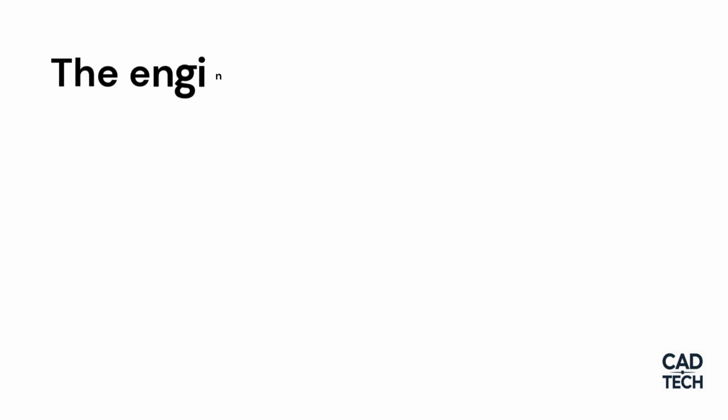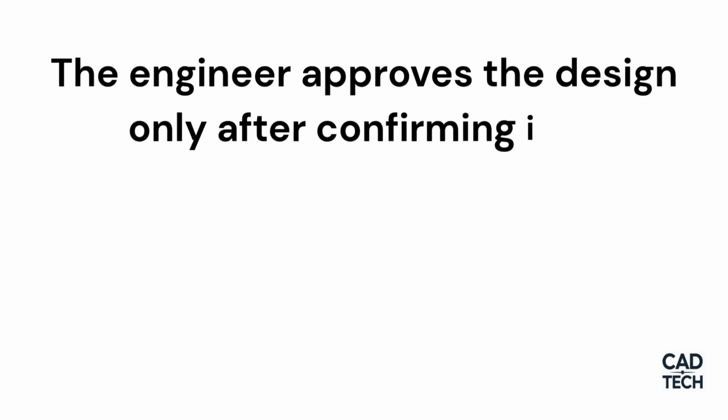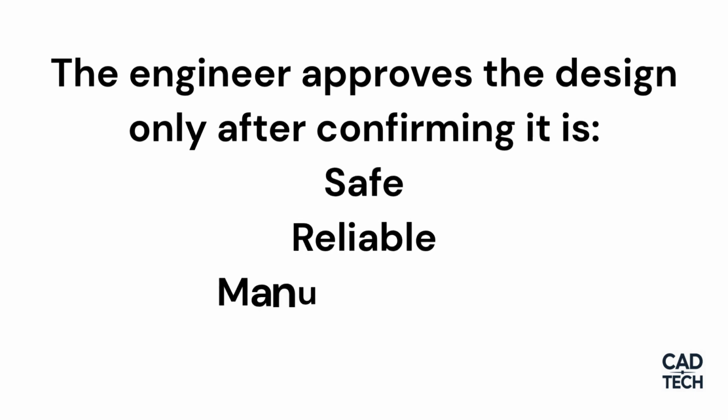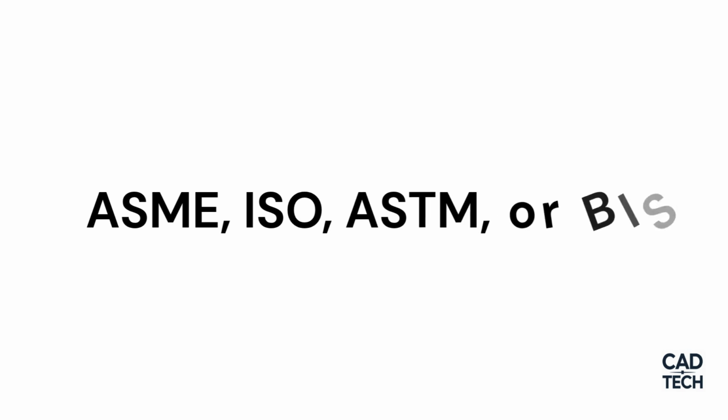Before production begins, the engineer approves the design only after confirming it is safe, reliable, manufacturable, cost-effective, and compliant with standards like ASME, also ASTM, or BIS. Their biggest KPI? Reliability and safety.